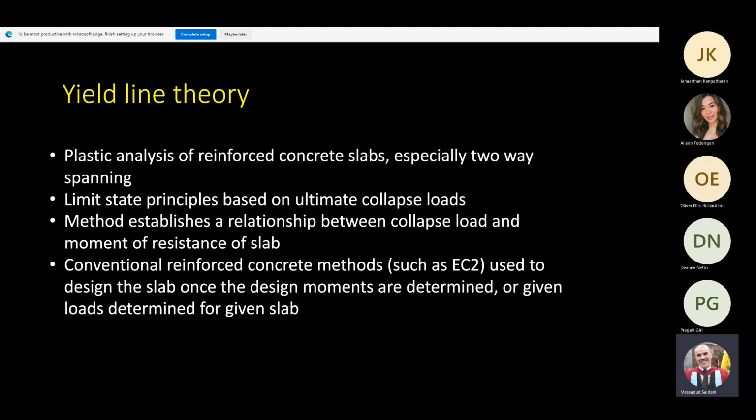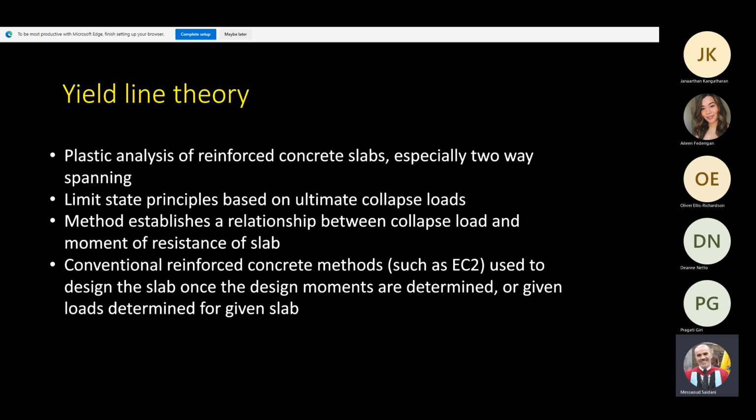And inversely, if you happen to know the load, you can always determine the moment of resistance. How could you determine the collapse load if you don't know the moment? You've been doing it with David for the last, God knows. What did you do in the lab? Testing, isn't it? So if I take a slab and test it, I can determine the collapse load.